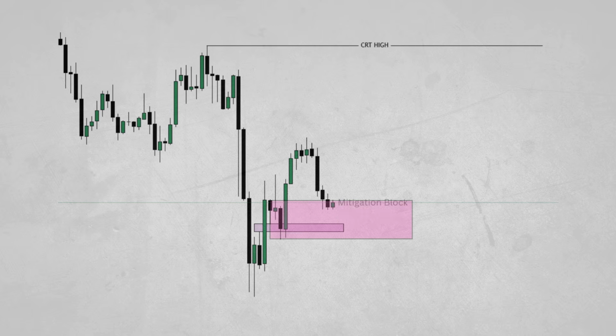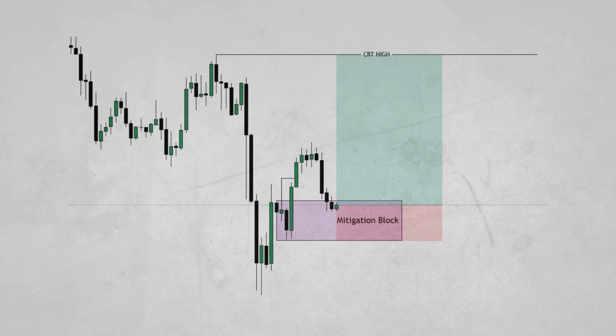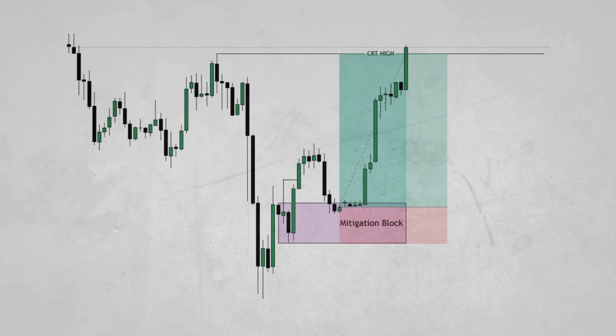So the trade is simple. Entry from the mitigation block, stop loss just below it, take profit at the CRT high. And as you can see, take profit was hit. So you can see that this is a profitable strategy. But remember, you don't just trade it on any random time frame. That's why time frame alignment is really important.